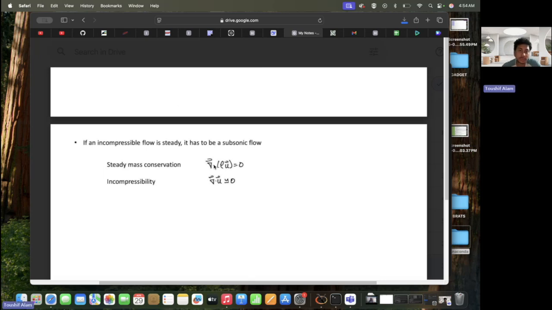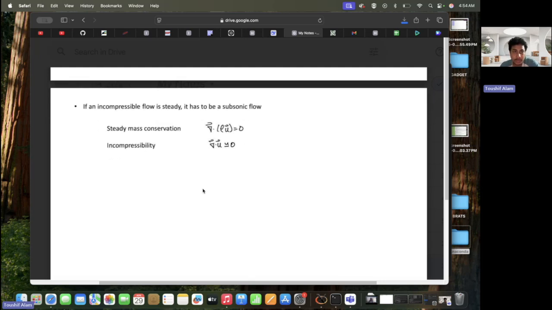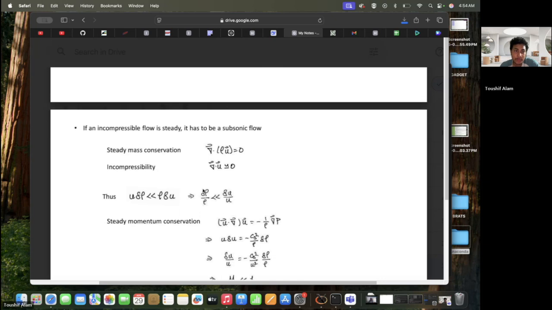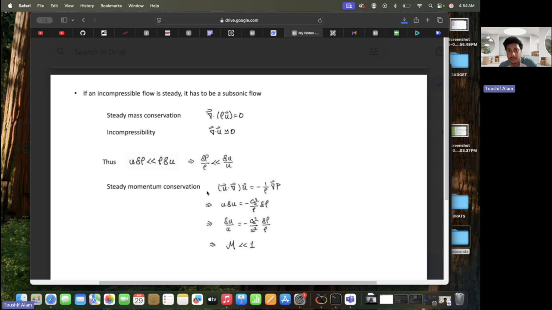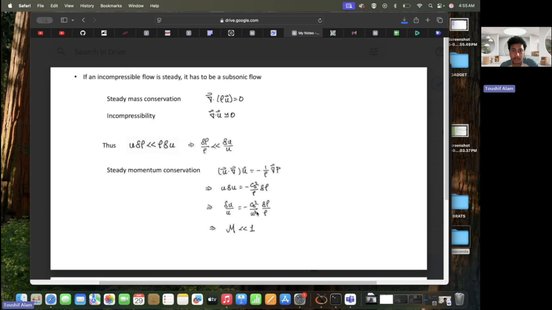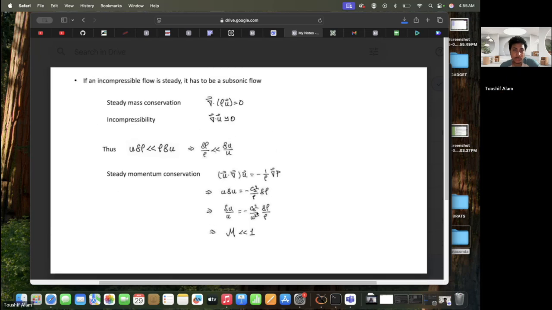Steady mass conservation: del dot rho U is 0, and for incompressible flow del dot U is approximately 0. Thus U delta rho is much less than rho delta U, so delta rho by rho is much less than delta U by U. So steady momentum conservation becomes U dot grad U is equal to minus grad P by rho. So U delta U is equal to minus Cs squared by rho delta rho. So then the Mach number is much less than 1. This is the steady momentum conservation.